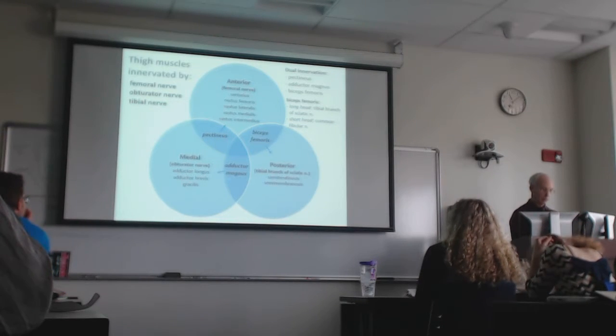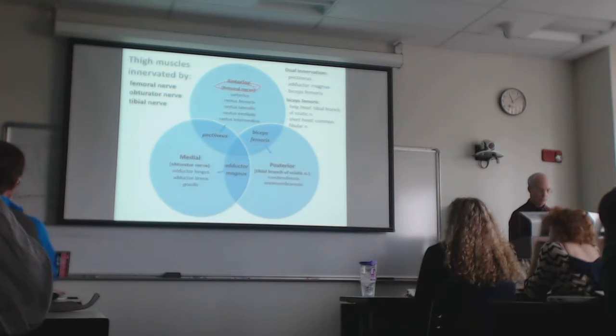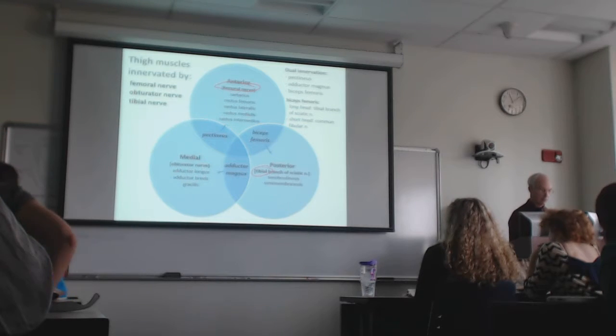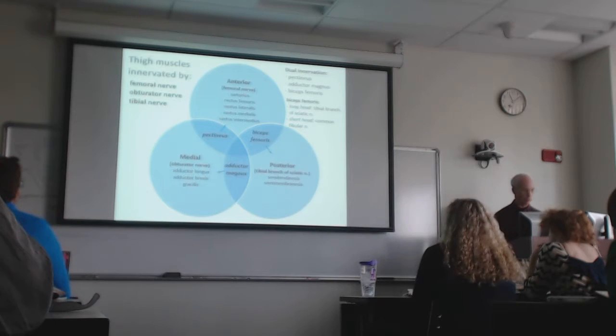We have the three groups of thigh muscles here: anterior, medial, and posterior. And associated with each of those is the predominant nerve innervating each of those compartments. So the anterior compartment is innervated primarily by the femoral nerve, posterior primarily by the sciatic, more specifically the tibial branch of the sciatic, and then the medial primarily by the obturator nerve. So you should know that. And you have that information in an earlier slide as well.